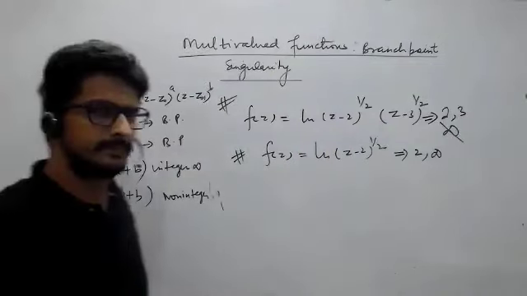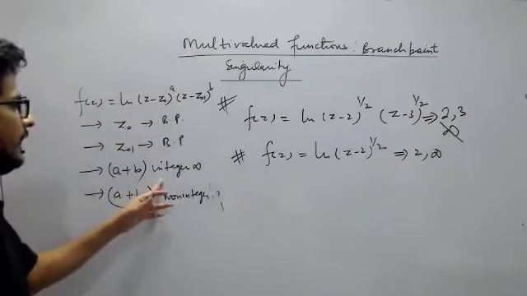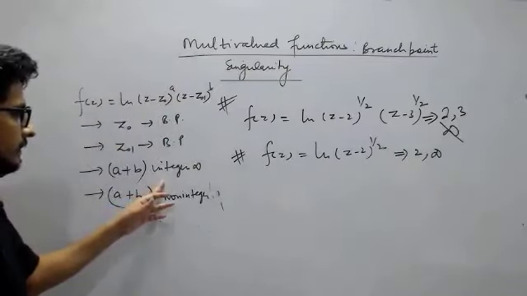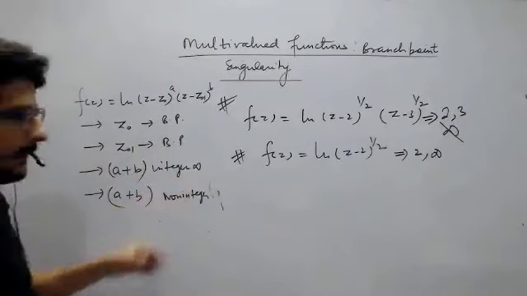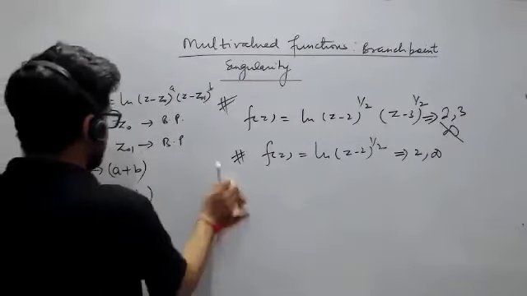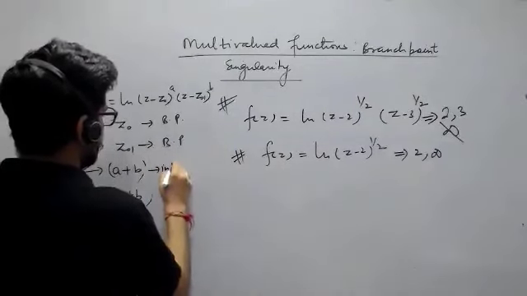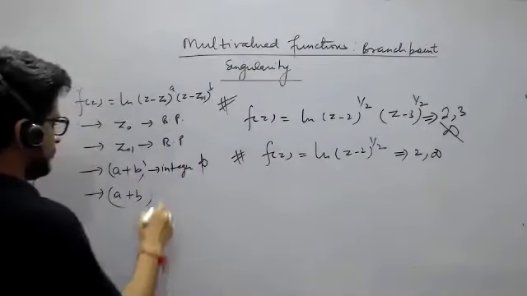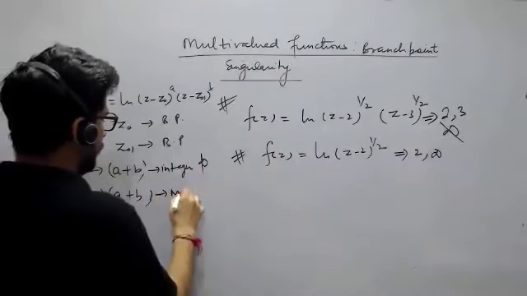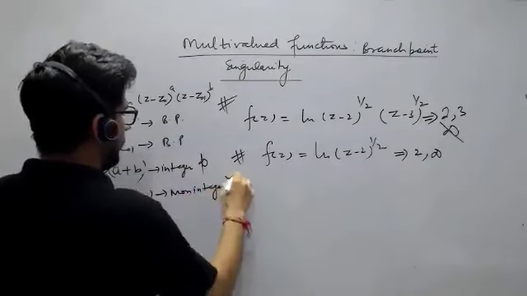Sir, in the rules you wrote that if a plus b is an integer, infinity is to be included? No, it is not to be included. Okay. For non-integer, not to be included, you said? Just let me write again. If a plus b is integer, infinity will not be a branch point, and if it is a non-integer, then infinity will be a branch point.